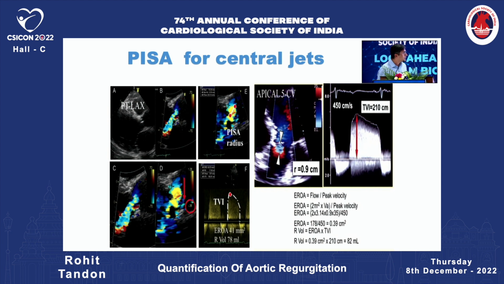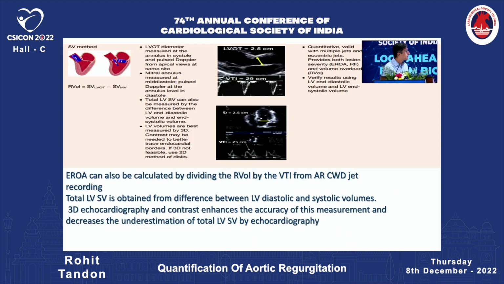In this equation, it is 2 pi r square multiplied by aliasing velocity divided by the peak velocity. So this gives us the EROA. EROA, when multiplied by the velocity time integral of the regurgitation jet, will give us the regurgitation volume, that is 82 ml in this equation. Same thing can be done by using end diastolic volume and systolic volume, or by measuring the stroke volume at the LVOT. And this can also give us the stroke volume, and then stroke volume helps us get the regurgitation fraction.